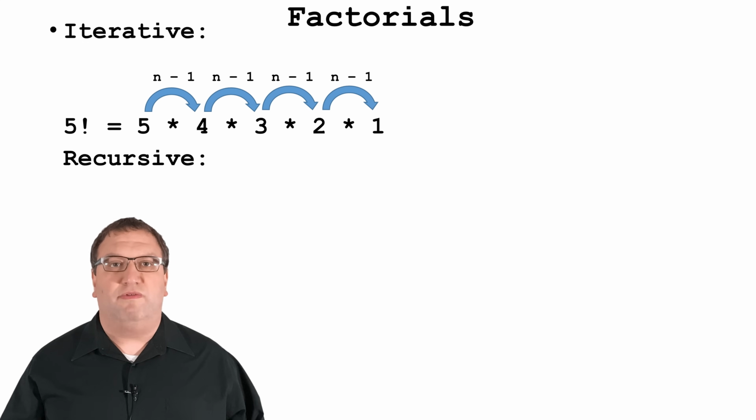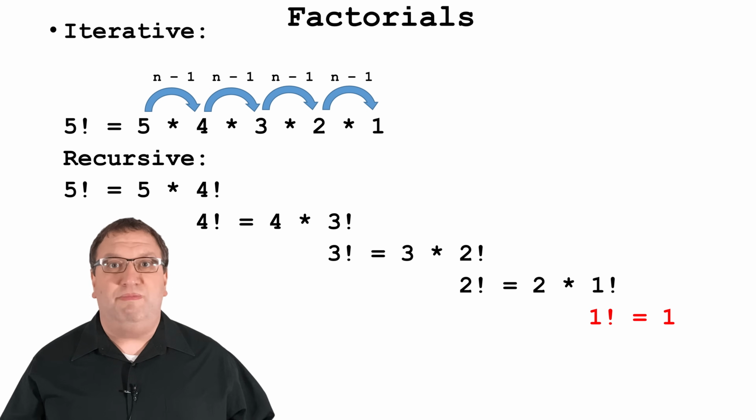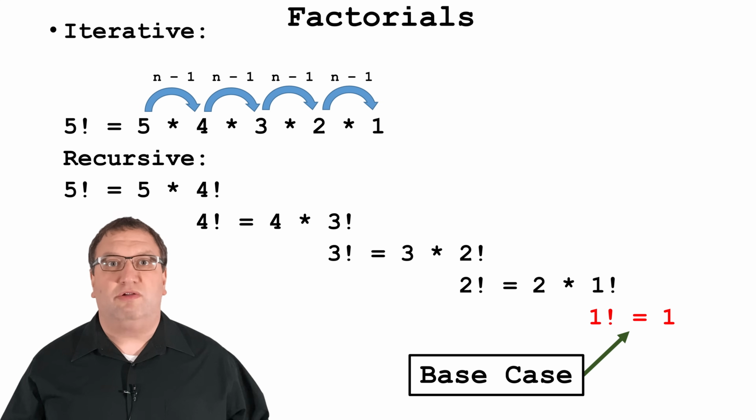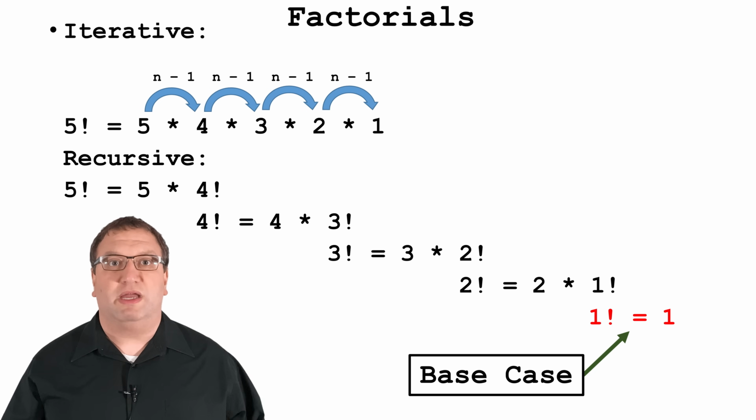We saw that the iterative way to calculate 5 factorial is 5 times 4 times 3 times 2 times 1. But we could also say that 5 factorial is equal to 5 times 4 factorial. After all, 4 factorial is 4 times 3 times 2 times 1. And we can say 4 factorial is equal to 4 times 3 factorial. We can keep this up until we hit 1 factorial, and we know that 1 factorial equals 1. In this algorithm, 1 factorial is our base case because it provides a solution without calling our factorial algorithm again.